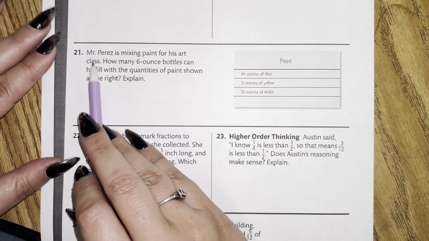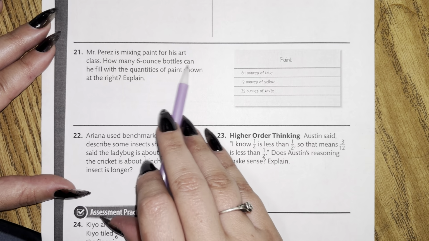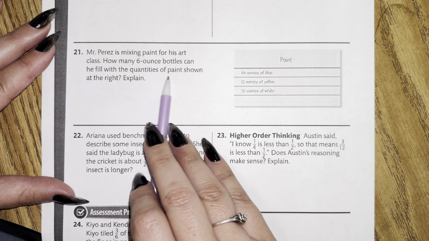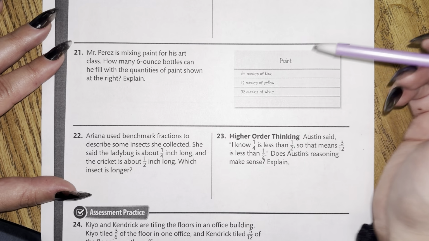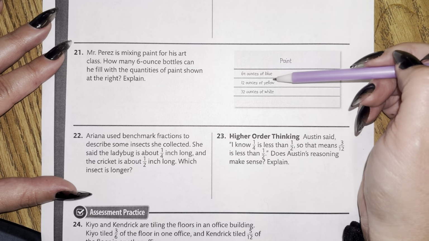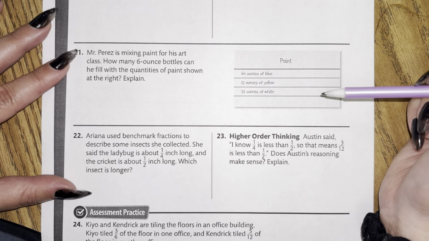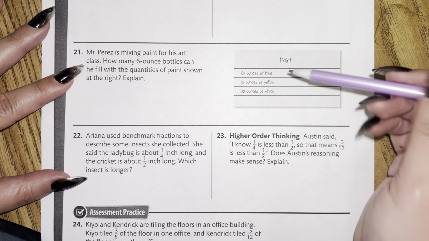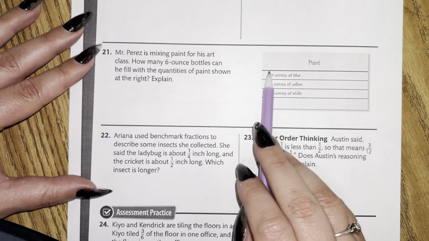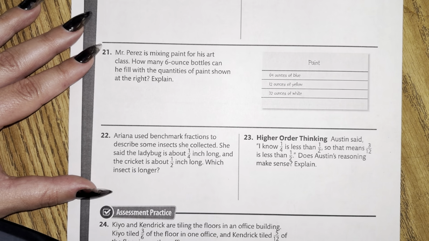Number 21. Mr. Perez is mixing paint for his art class. How many 6-ounce bottles can he fill with the quantities of paint shown at the right? Explain. Over here we have paint. He has 64 ounces of blue, 12 ounces of yellow, and 32 ounces of white. We need to figure out how many 6-ounce bottles he can fill with these. So you're going to take your total, divide it by 6 ounces, and see how many it would be. You're going to need 3 separate answers.